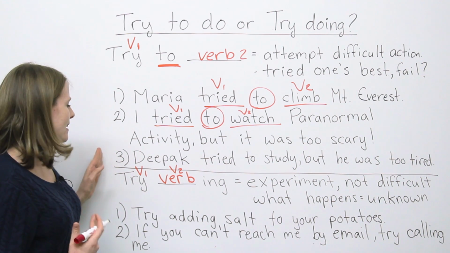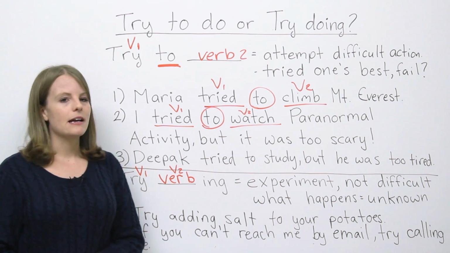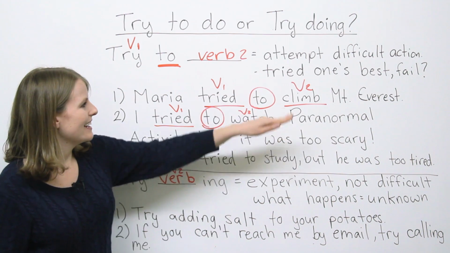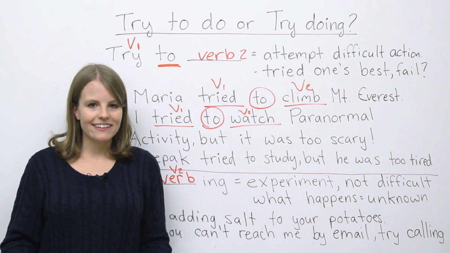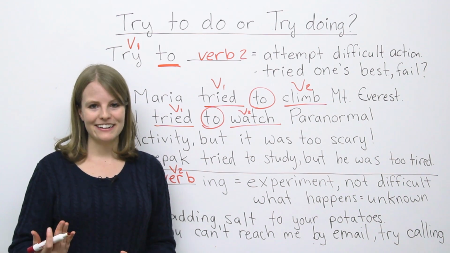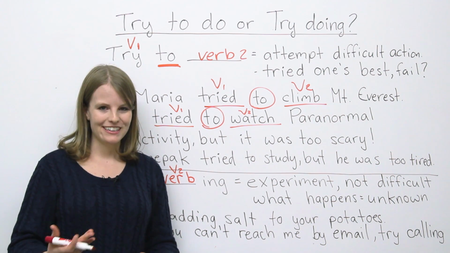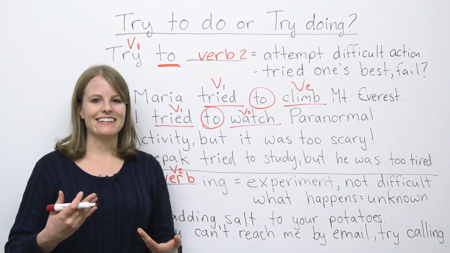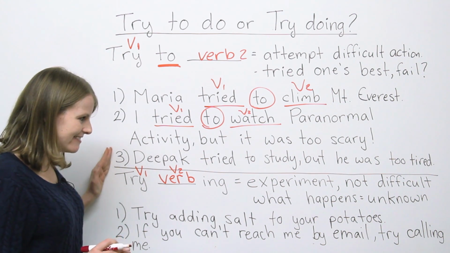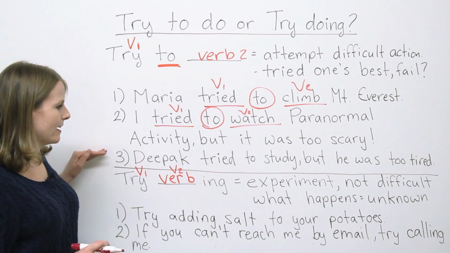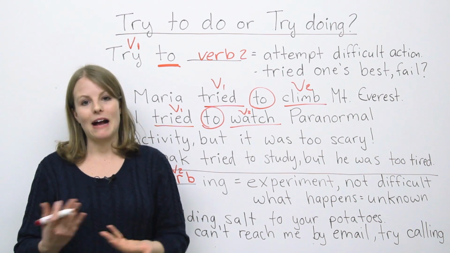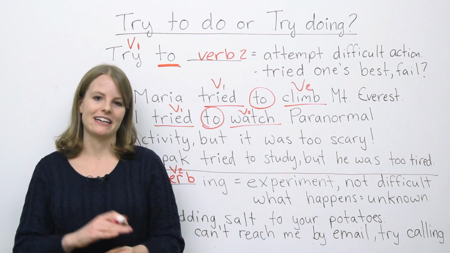Okay, our third example. Deepak tried to study, but he was too tired. Okay, so for Deepak, studying is a very difficult thing to do. Why is it so difficult? Because he's tired. I don't know if you've ever tried to study when you're really tired, but it's not easy. You look at the paper, you can barely see things. You read the same sentence again and again and again. So for Deepak, he tried to study. It was too difficult. So again, difficult action. He tried his best. He probably failed. I don't know about the test, but he failed his attempt at studying.